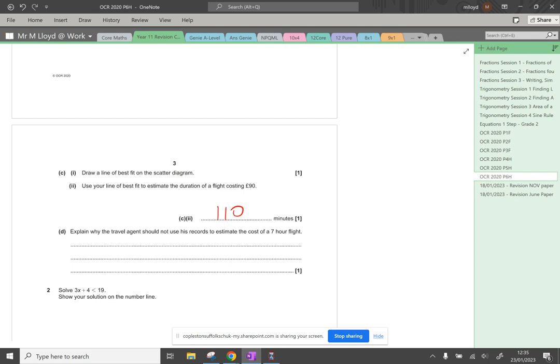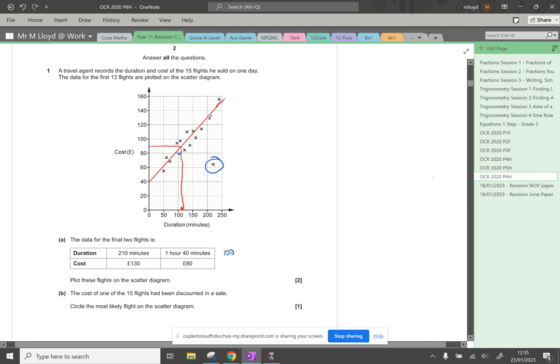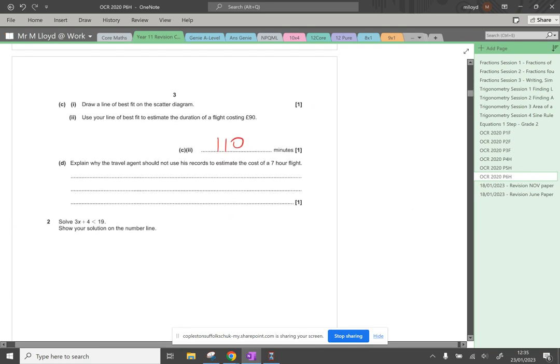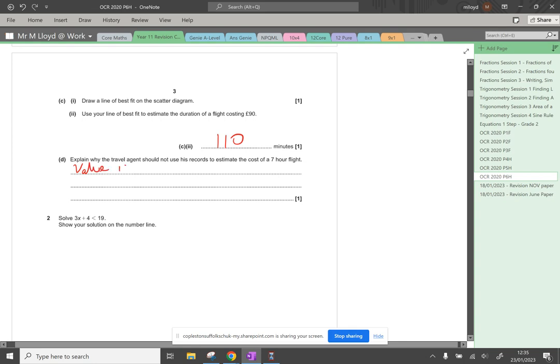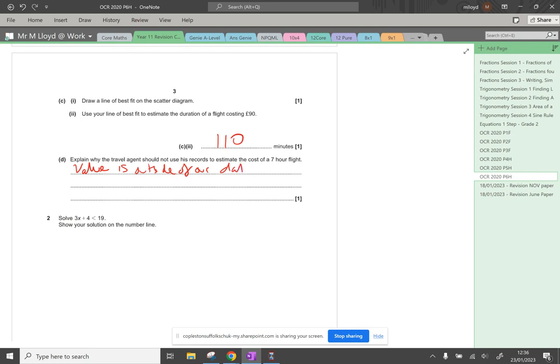Explain why the travel agent should not use his records to estimate the cost of a 7-hour flight. Well, a 7-hour flight would be 7 times 60, which is 420 minutes. And that is well out of the data range. So that would be what we're talking about. So this value is outside of our data range. Okay, and we would call that extrapolation. Extrapolation is not accurate enough for this.